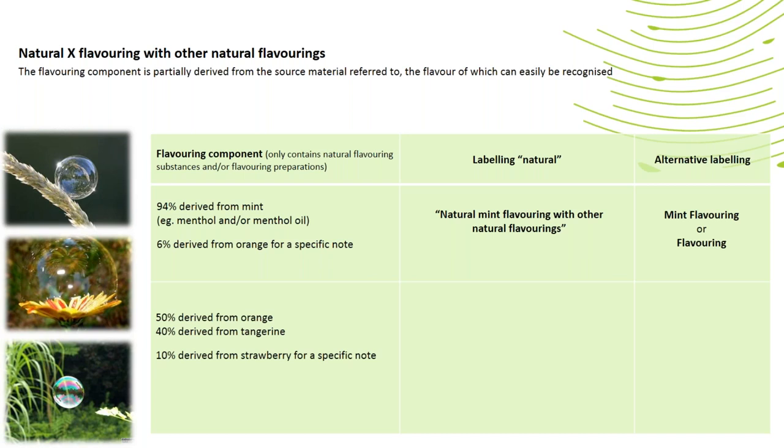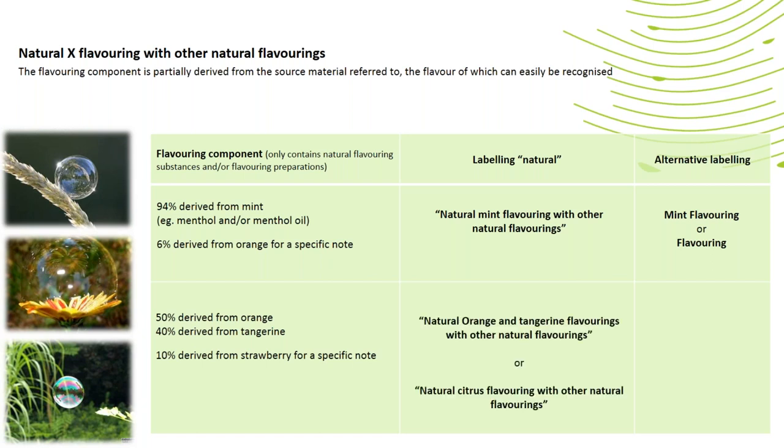If we have 50% from orange and 40% from tangerine, with 10% from strawberry for a specific note, and the sum of 50 and 40 is 90, so less than 95, but still the overall profile is orange and tangerine, the label will be natural orange and tangerine flavorings with other natural flavorings, or natural citrus flavoring with other natural flavorings. Once again, citrus flavoring or flavoring is also possible.